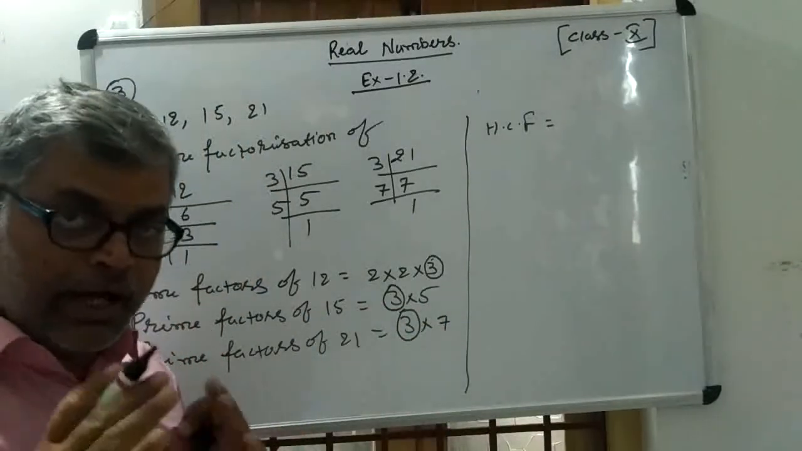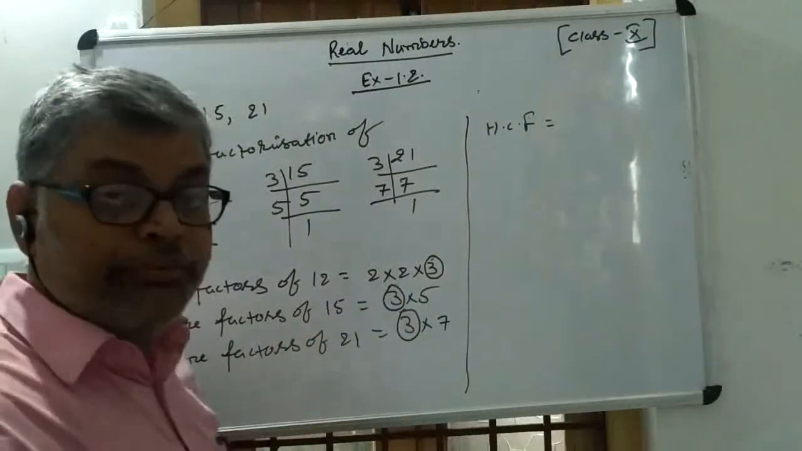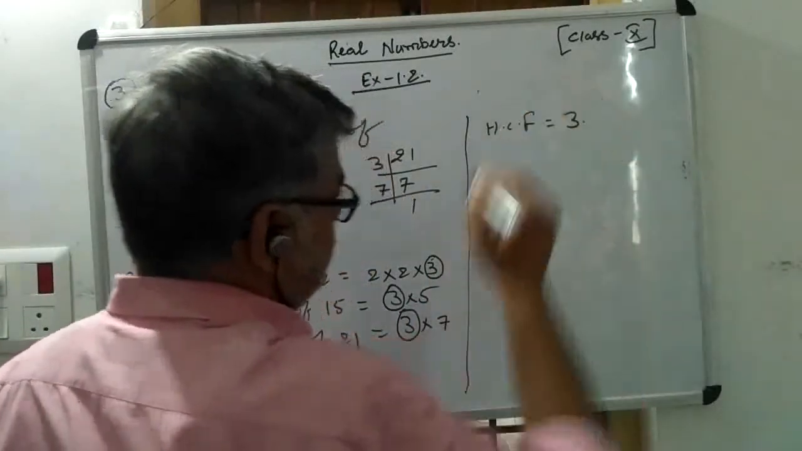3 is the highest common factor which is common to the prime factorization of all 3 given numbers. So your required HCF will be 3.